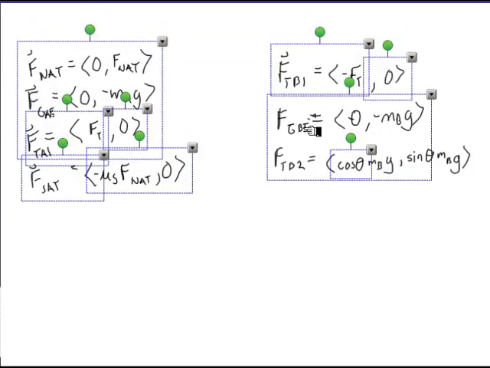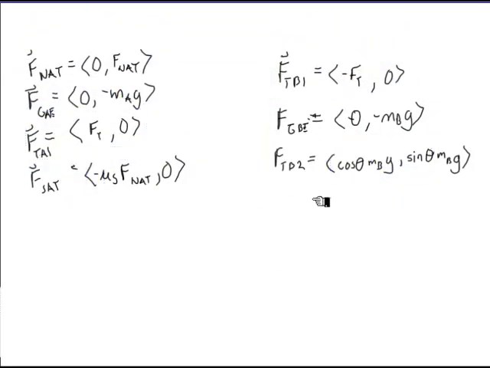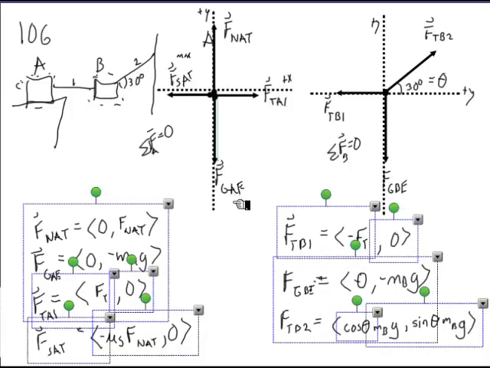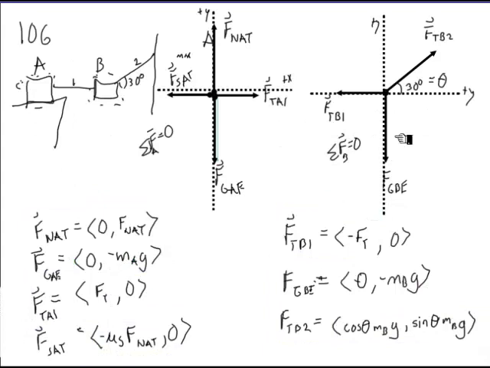Yep. Why is it cosine of MBG and not FT? Could you say that again? Why is it the cosine of MBG and not FT? Oh, yeah. I don't know why. That's wrong. Sorry. Because I wasn't thinking. That is the answer. Thank you.